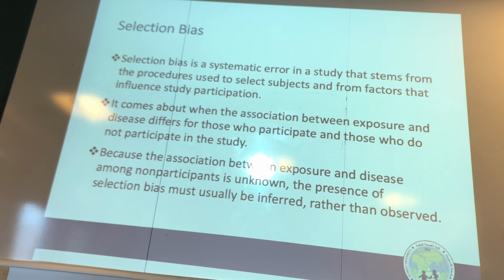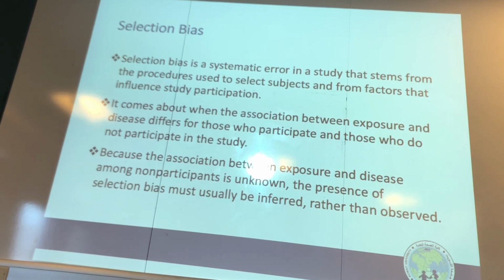Now, however, we have the most important type of bias, which is selection bias. A selection bias is a systematic error in a study that stems from procedures used to select subjects and from factors that influence study participation. So selection bias is anything that involves picking participants, or factors that influence study participation. This is where selection bias arises.